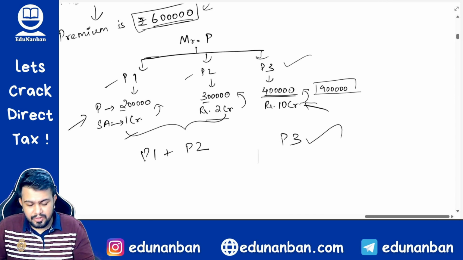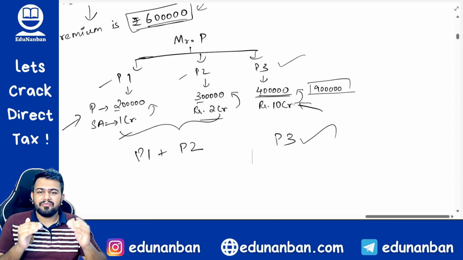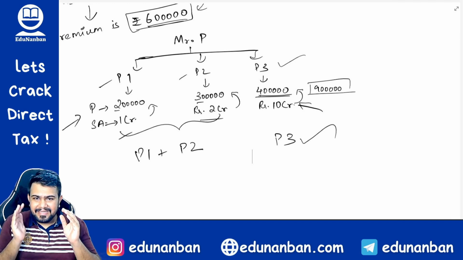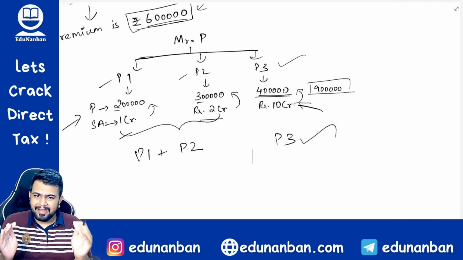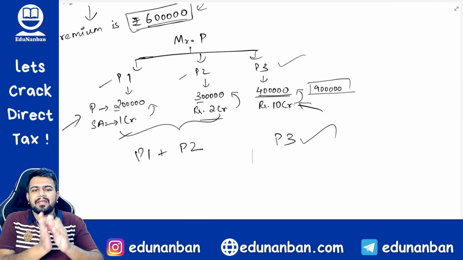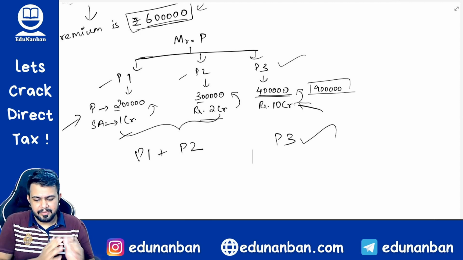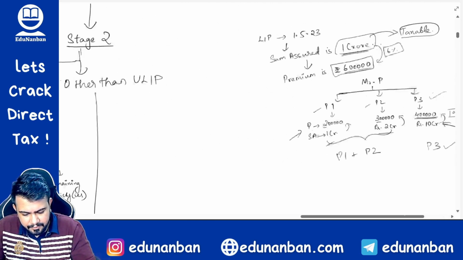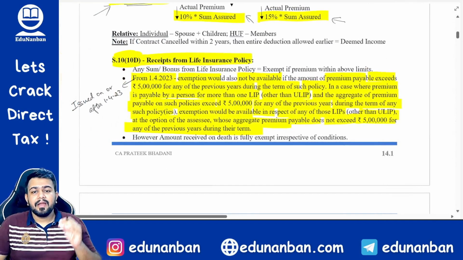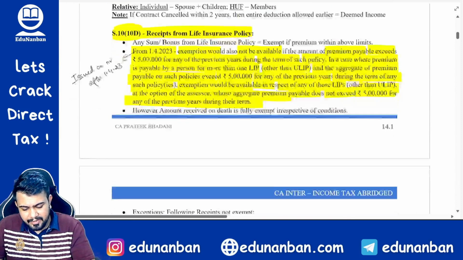You get my point? So like this, if the aggregate amount of premium is more than 5 lakhs, then the assessee can choose policies with premium up to 5 lakh rupees to be exempt. Such policies will be exempt and the remaining policies will become taxable. You get my point? I hope it is crystal clear. Now let us discuss how it will be taxed.